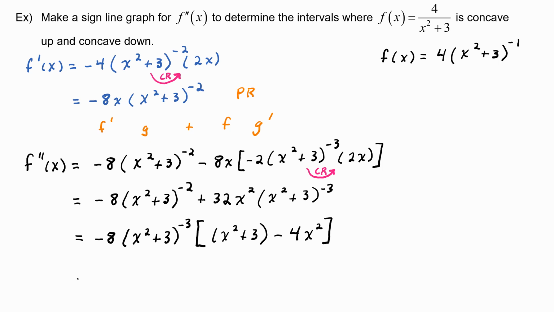So now this is going to equal, this negative 8 will stay in the numerator. This x squared plus 3 to the negative 3 will have to go to the denominator. So that goes down here, x squared plus 3, and now that's to the positive third. Then we have this x squared minus 4x squared, which would be negative 3x squared plus 3. And that's in the numerator.